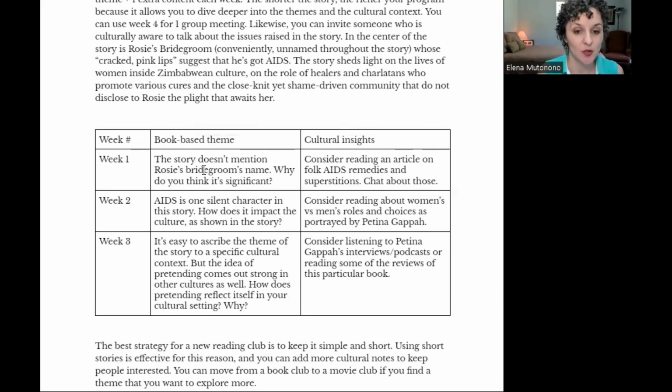Maybe you consider reading an article on folk AIDS remedies and superstitions, because this is another theme in the story of how different people cope with this. You know, the community tries to hide it because it's shameful. They don't speak the truth. The community also tells the man to go and find healing, and there's no lack of charlatans giving their own cures.